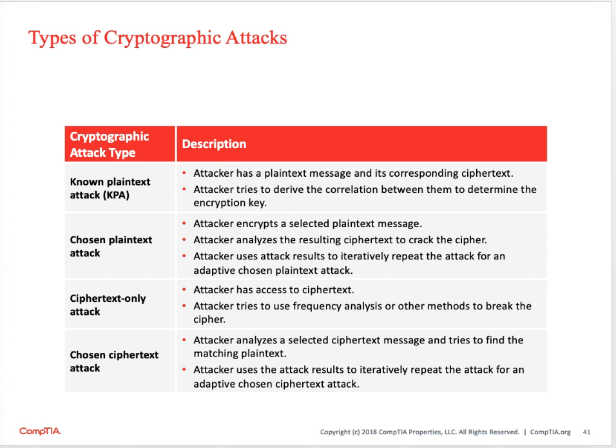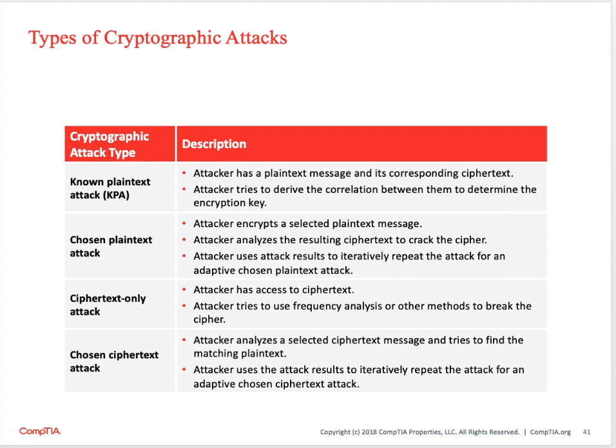Then we have a chosen plaintext attack. In a chosen plaintext attack, the attacker encrypts a selected plaintext message and then tries to analyze the resulting ciphertext. So he'll select "America's favorite" or something like that. I'm looking at my Wendy's cup, and it says America's favorite, so he'll encrypt "America's favorite" and then try to find the correlation between that ciphertext and the chosen plaintext, right?